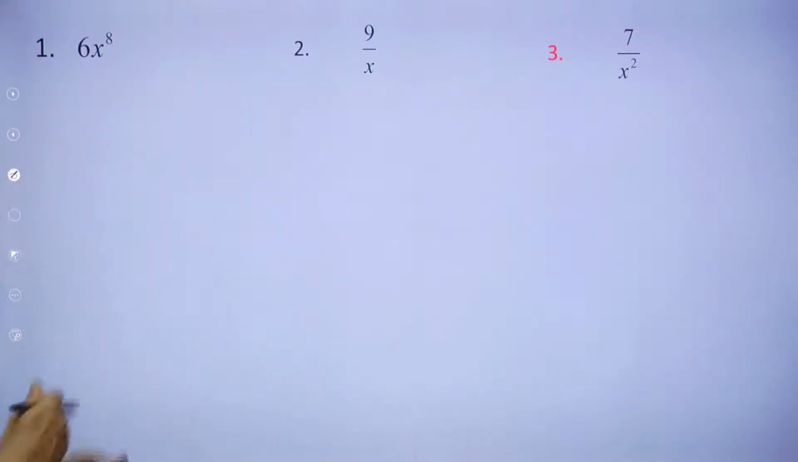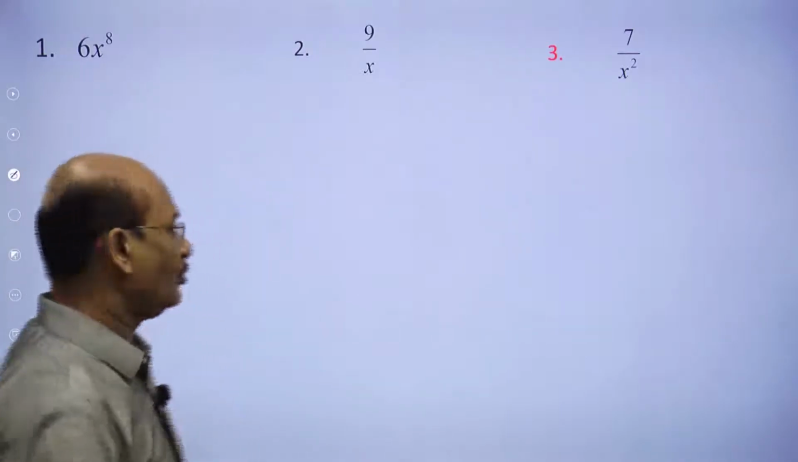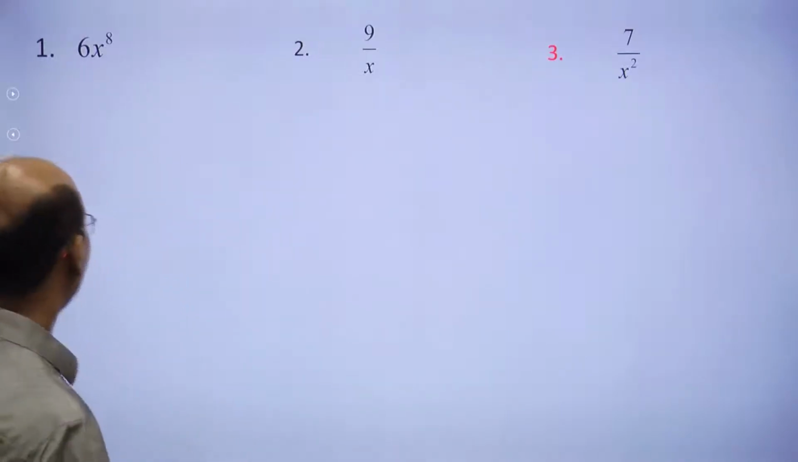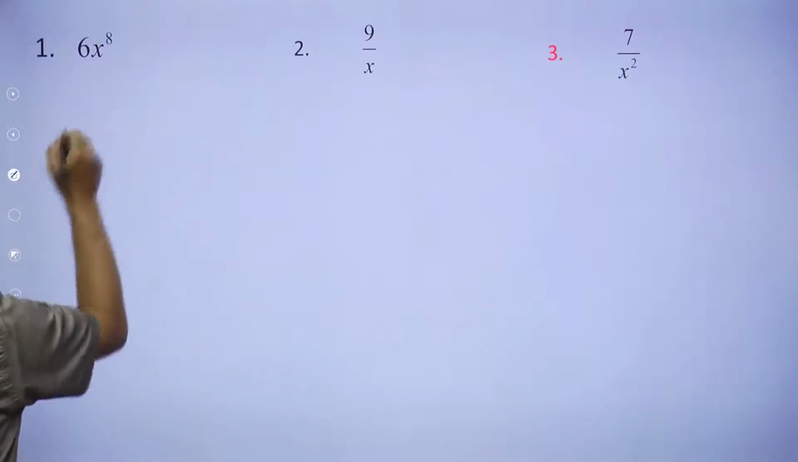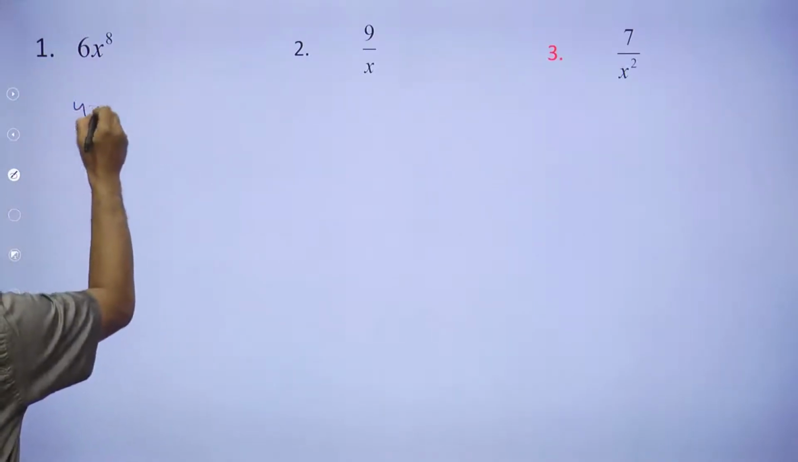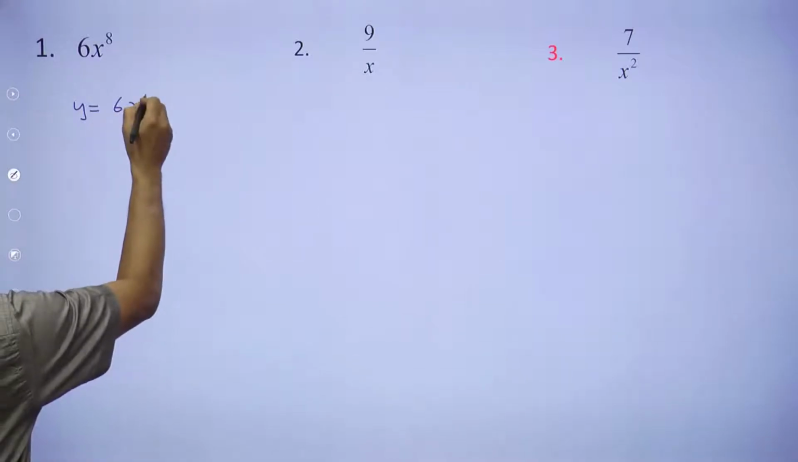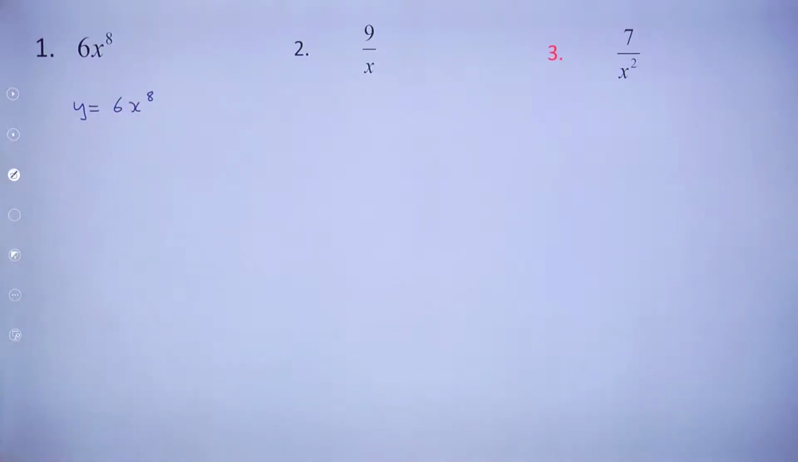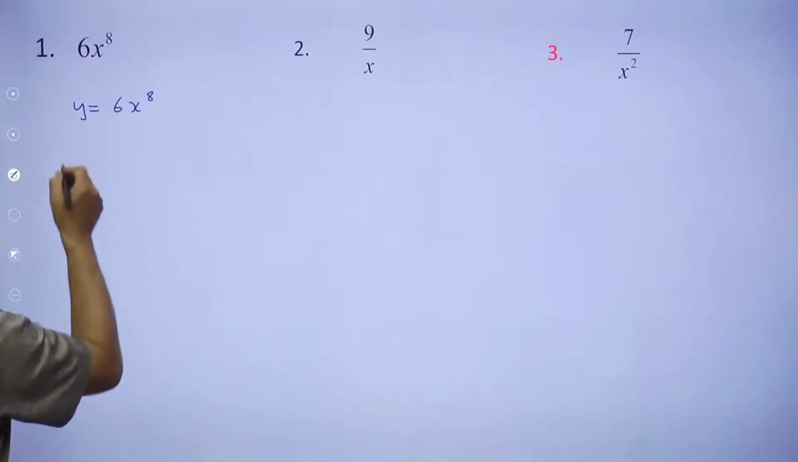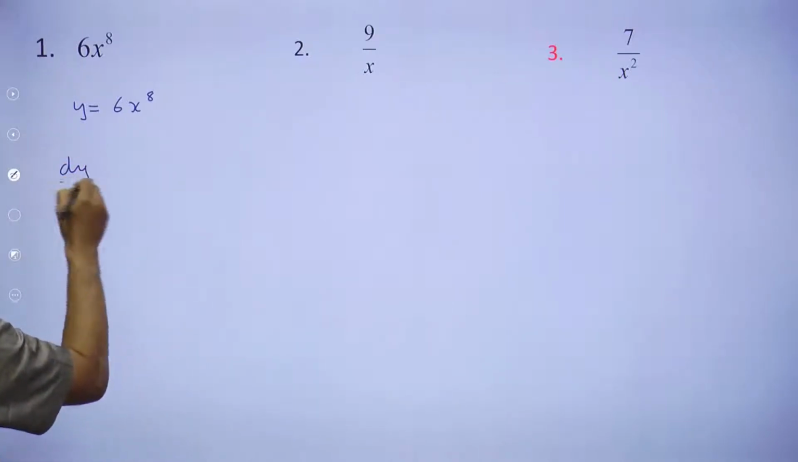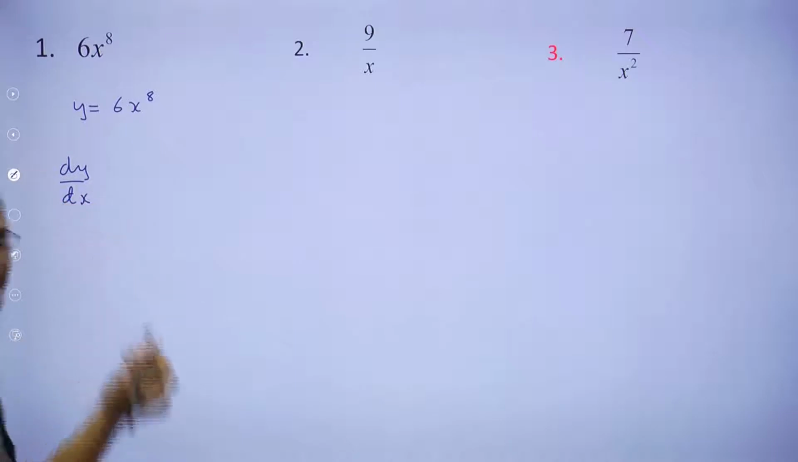All the sums say differentiate with respect to x. So dy by dx they are asking us, even though it is not mentioned here. I will just press upon this. If you write y is equal to 6x raised to 8, first I want to find dy by dx. Either you write dy by dx or you can write y dash also.